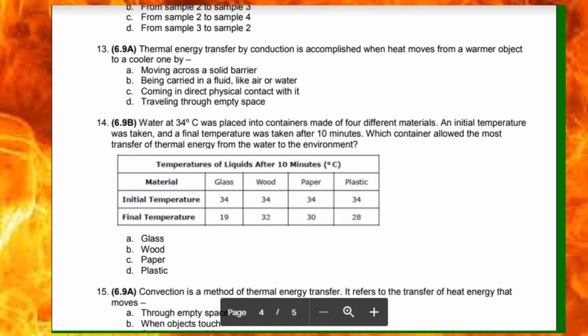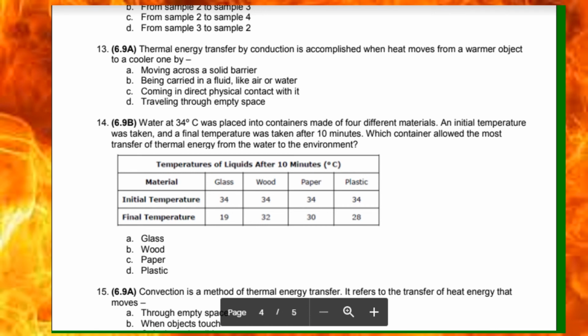Number 14, 6.9b. Water at 34 degrees Celsius was placed into containers made of 4 different materials. An initial temperature was taken and a final temperature was taken after 10 minutes. Which container allowed the most transfer of thermal energy from the water to the environment?